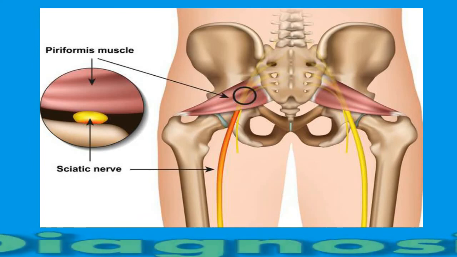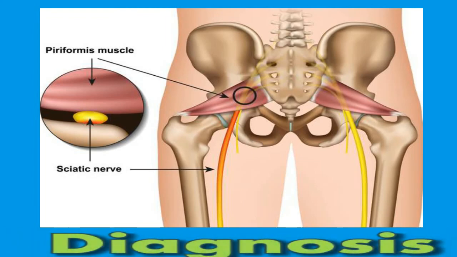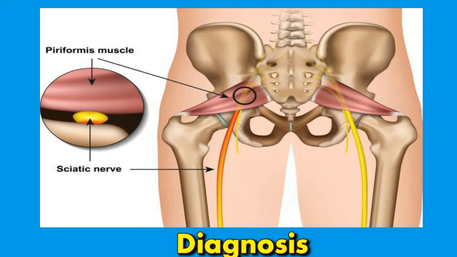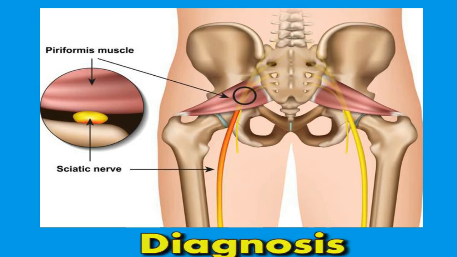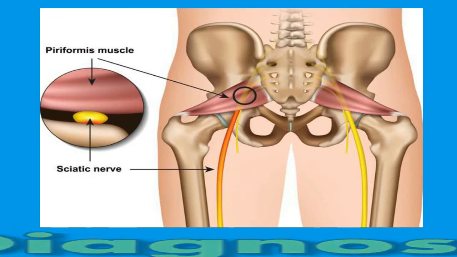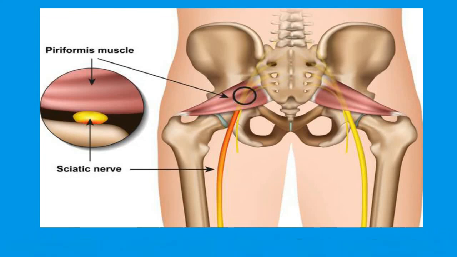Diagnosis. A doctor will usually be able to diagnose sciatica by taking a person's medical history and performing a physical exam. If the pain is severe or has lasted for 6 to 8 weeks, a doctor may order some imaging tests to rule out any other conditions and determine the best treatments.